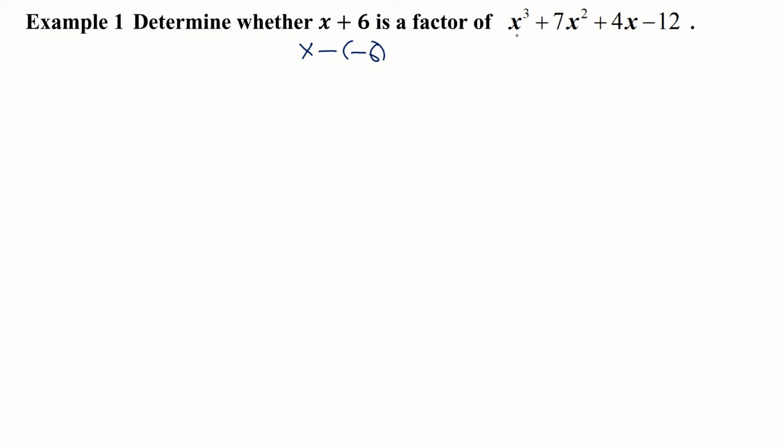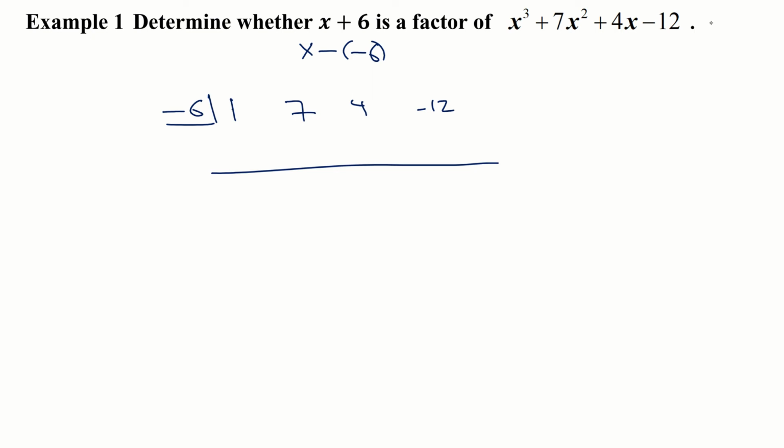So we're just going to do a synthetic division. So we'll write negative 6 in our box here, and we'll put the coefficients from this polynomial in descending order. And notice there are no missing terms. So 1, 7, 4, and negative 12, right?